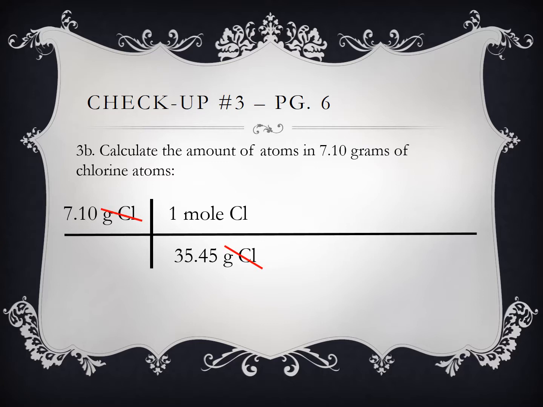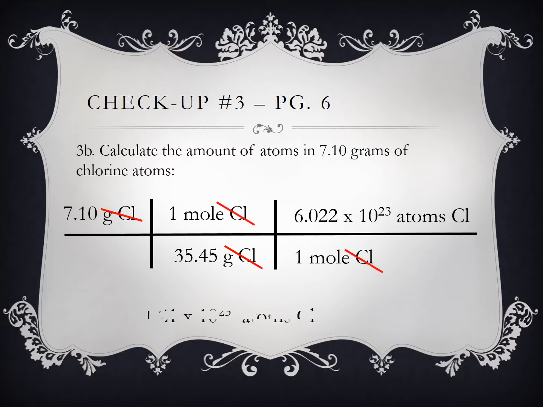Grams cancel. Now we're at moles, and we want to get to atoms, so we're not done yet. We need moles across from chlorine. We need atoms, which is Avogadro's number, 6.022 times 10 to the 23 atoms of chlorine. Moles cancel, and you're left with 1.21 times 10 to the 23 atoms of chlorine.